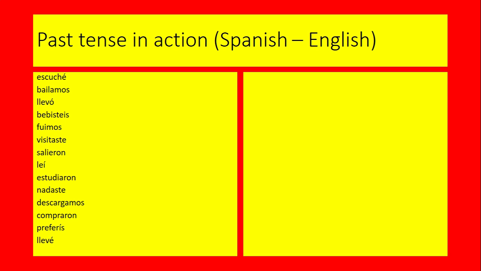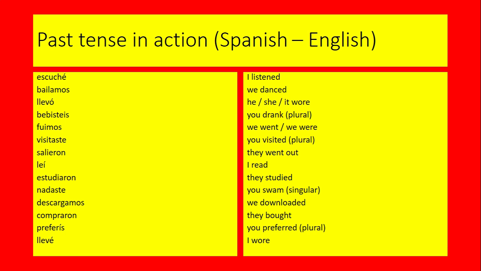So why not press pause, scribble these down or say them out loud before I give you the answers. Here are the answers. Okay, how did you do?